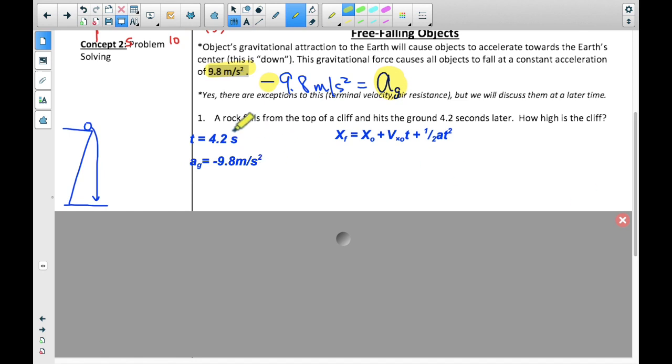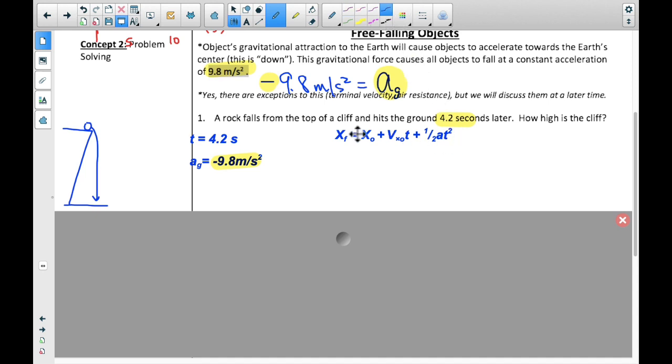So in this first example, a rock falls from the top of a cliff and hits the ground 4.2 seconds later. How high is the cliff? Here's my diagram, here's my cliff, here's my rock. I know from my problem that t is 4.2 seconds. I know because I just talked about it, the acceleration due to gravity is 9.8 meters per second squared, and I have a bunch of equations to choose from. I'm going to choose this equation with some changes. So let me take a minute to go through the changes.